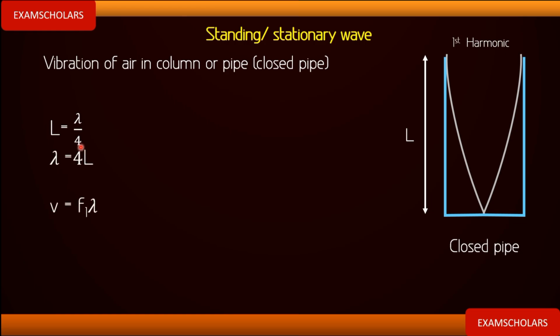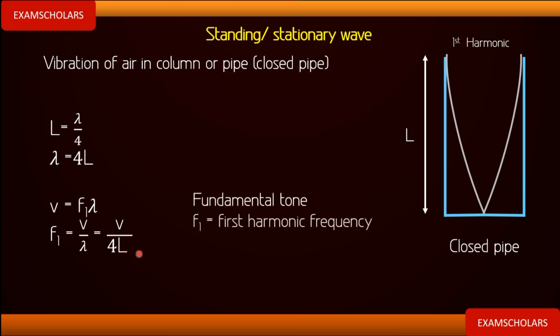So you have V is equal to F1 lambda. The sound that will be produced here as the air vibrates is known as the fundamental tone. It's going to have fundamental frequency. Now, fundamental frequency F1 will be V over lambda. Substitute the value of lambda, you have V over 4L, which is called fundamental tone and first harmonic frequency. So F1 is equal to V over 4L.